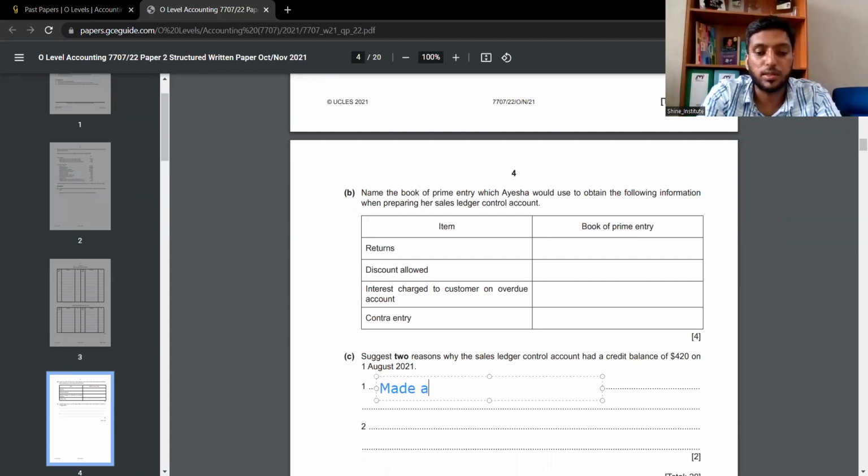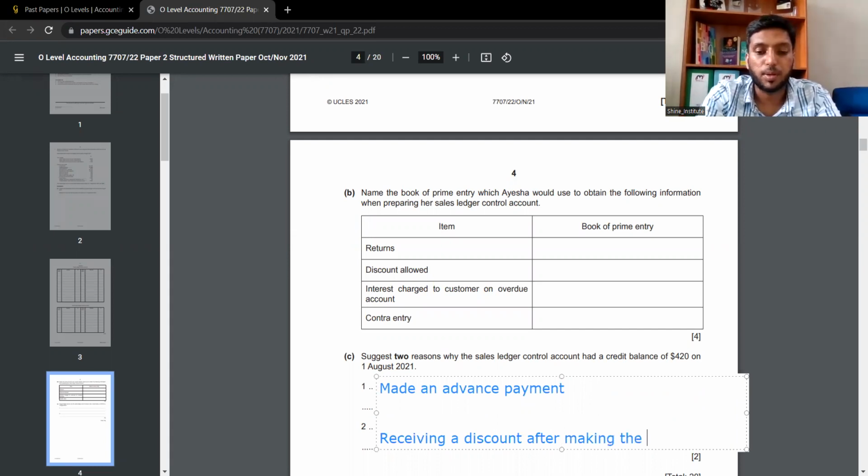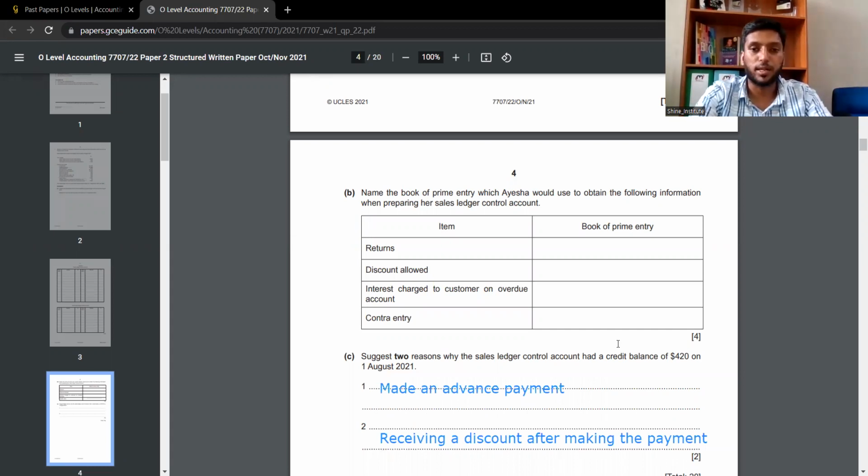Made an advance payment. Then also second reason you can say, receiving a discount after making the payment. So that's all, guys. Question number 1 comes to an end from 2021 October, November 7707.